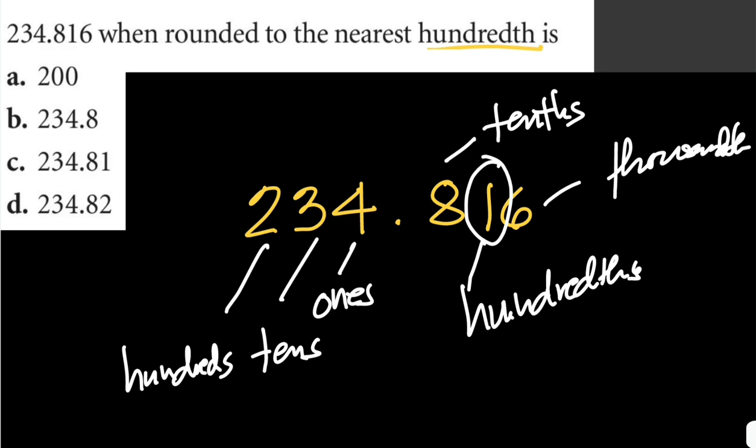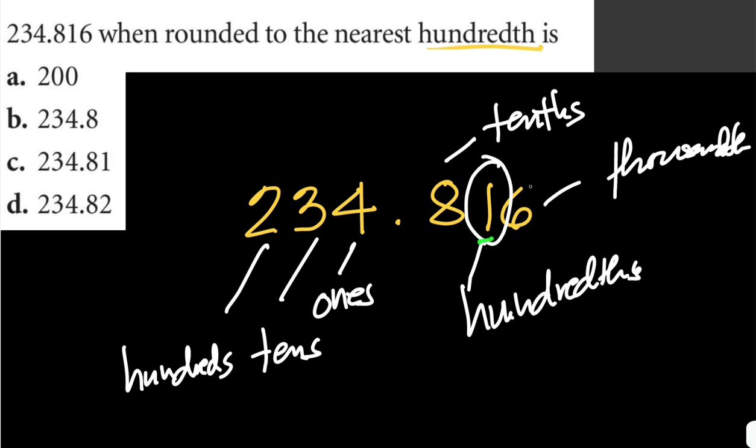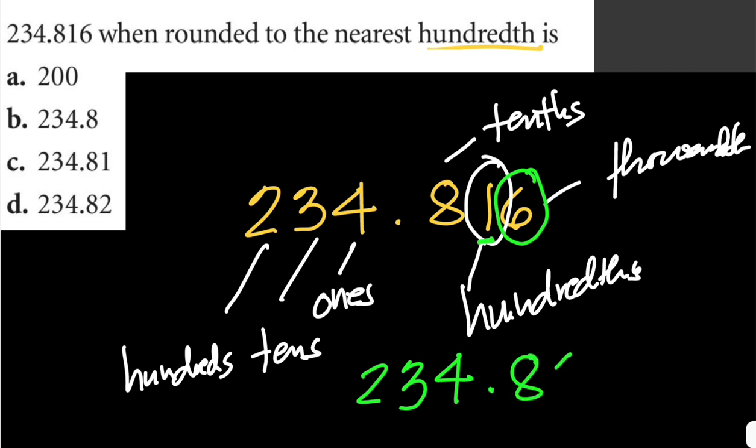Have you noticed here that the number after 1 is 6, and 6 is greater than 5. Therefore, we round up 1 to 2. So we add 1 to 1. So that means this number can be rounded off to 234.82. Therefore, the answer here is letter D.